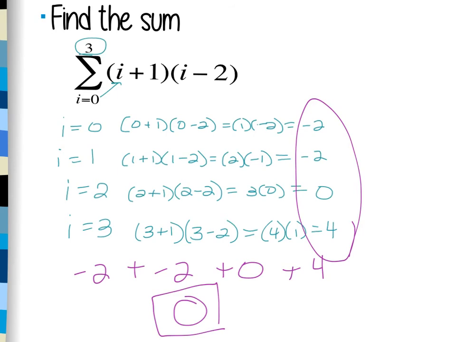So the most common mistake is thinking the number at the top is how many terms there are in a summation. That's where it's wrong, okay? The number at the top is where you stop. The number at the bottom is where you start. The number at the top is where you stop.